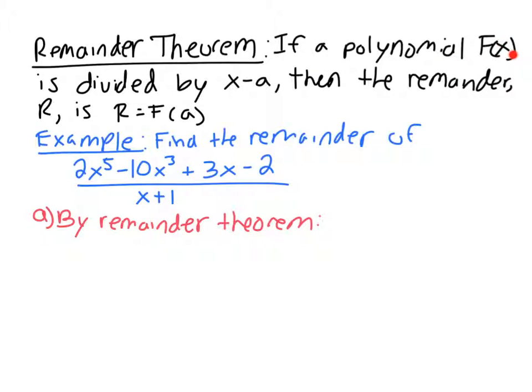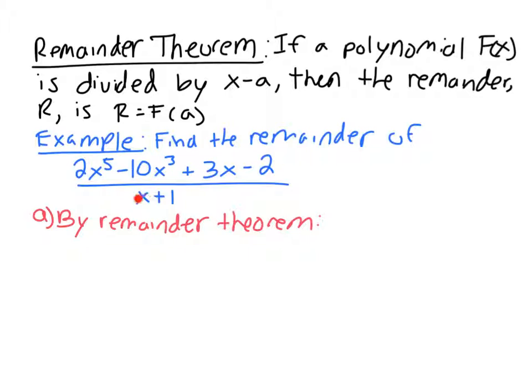If polynomial f of x is divided by x minus a, then the remainder r is f of a. Okay, so let's see what that means. Here's an example. In this example, we have this polynomial, and it's being divided by x plus 1. So this is the mentioned f of x. What it's saying is that if I were dividing these two things, then all I would need to do is plug in whatever a is.